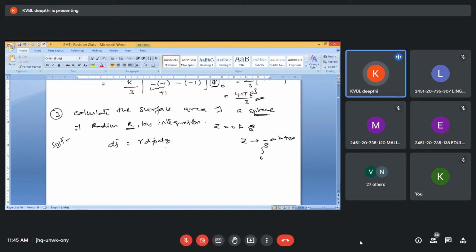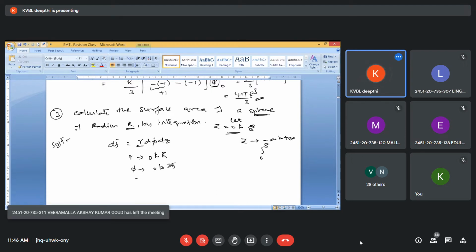So substitute 0 to 8 here. Let us take this. Let's do it now. Tell me the answer. Eight pi r square. What did you get? 8 pi r square. Right, directly substitute. Now what is the range of r? r is ranging from 0 to capital R. Phi is ranging from 0 to 2 pi. Z is ranging from 0 to 8.